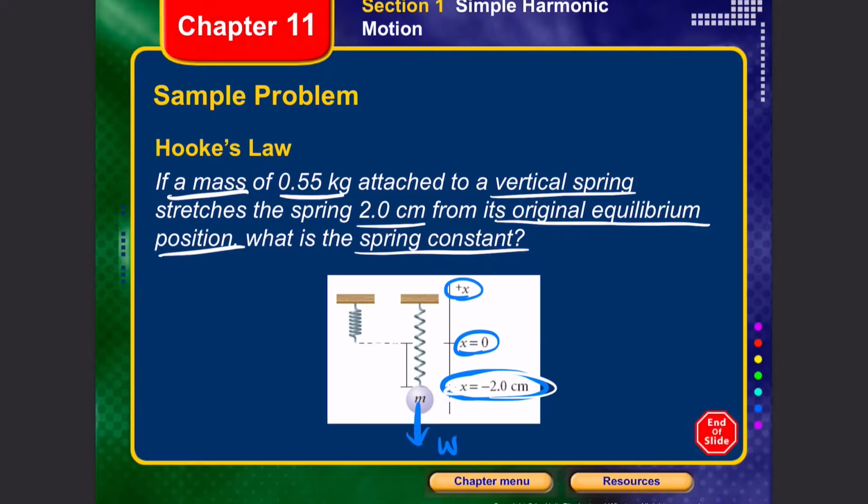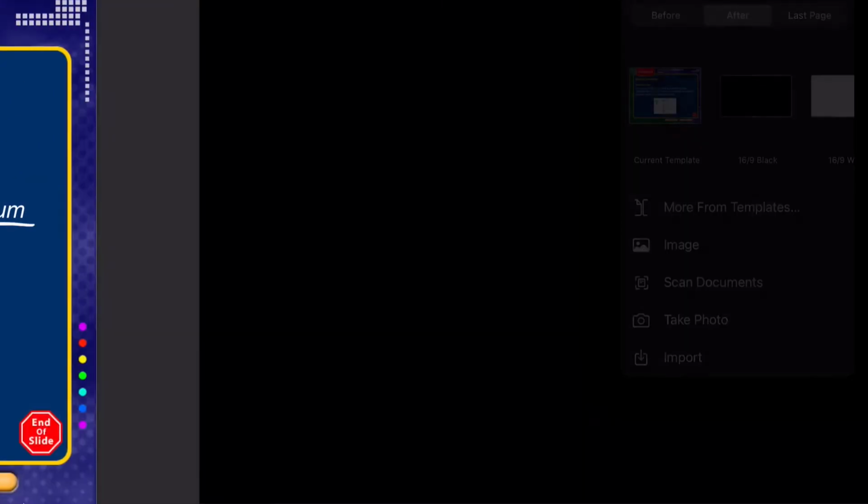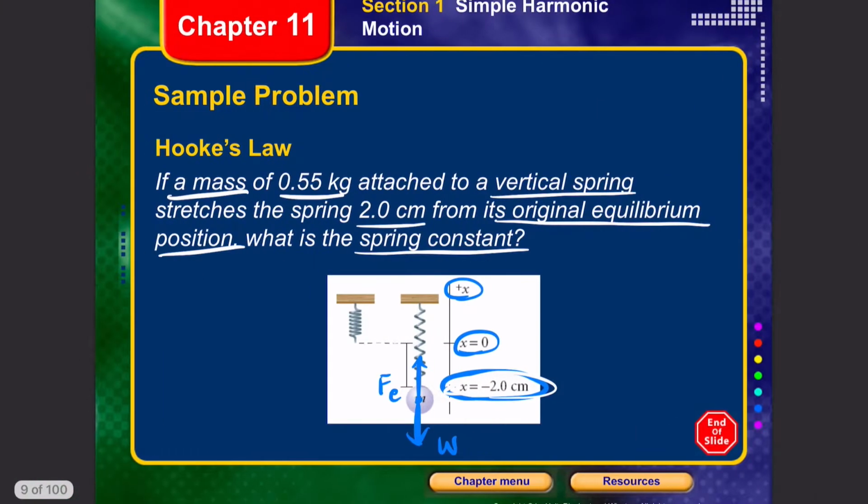So this is the direction of the weight, and this is the direction of the elastic force, because notice that the elastic force stretches the spring in the opposite direction. So we are calculating the net force. So what is the net force? The net force is the upward force minus the downward force. Upward force is the elastic force minus the weight.